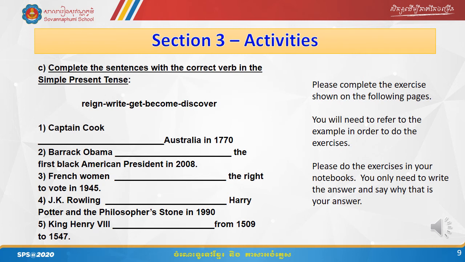Activity number 3, or C actually, complete the sentences with the correct verb in the simple present tense. We have 5 verbs: reign, write, get, become, discover. Each one of those verbs will complete the sentence. The verbs can only be used once. Let's see how we do on that. And once again, you do not need to write the complete sentence. Just write number 1 and next to 1 the verb that fits with number 1.